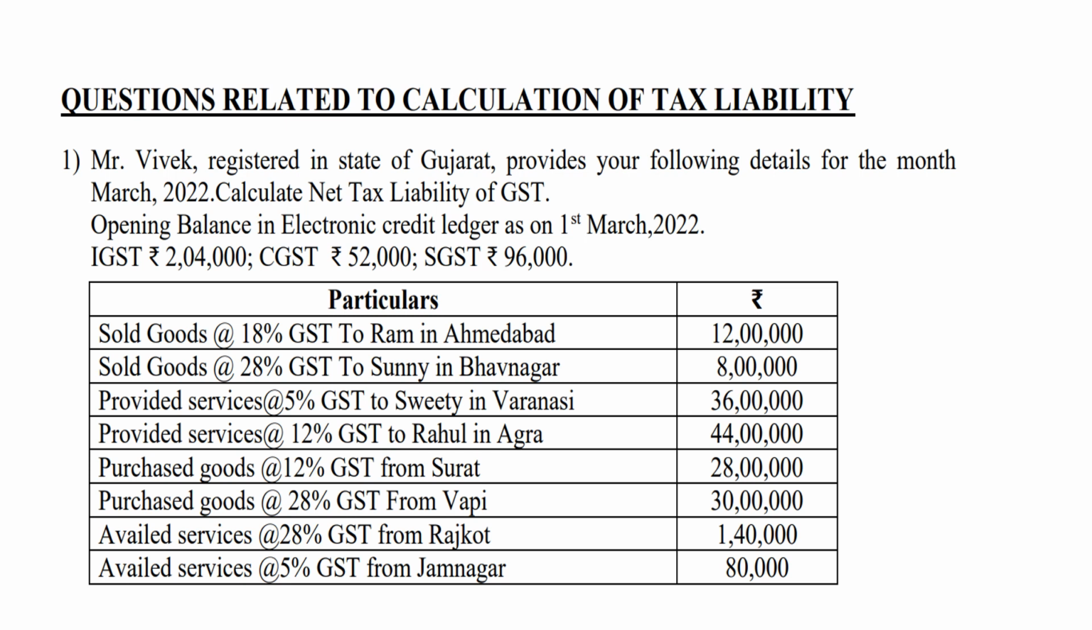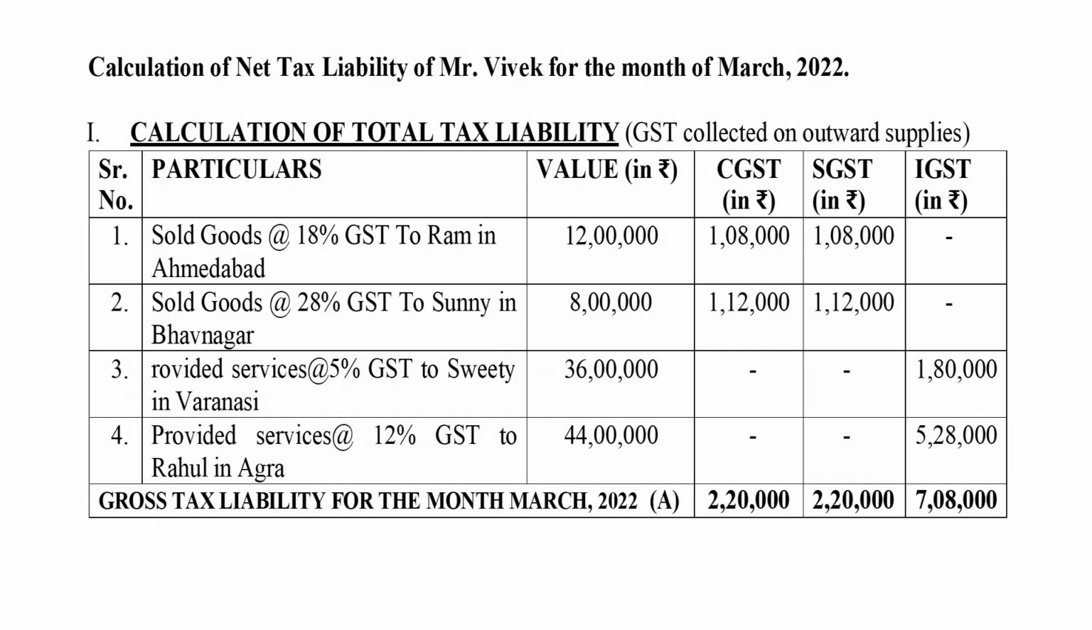In that, some are outward supplies and some are input supplies. Sold gold at 18% GST to Ram in Ahmedabad is an outward supply. Then sold gold at 28% GST to Sunny in Bhavnagar is also an outward supply. Some of them are purchased goods. We will see in the solution which are the outward supplies and which are the input credits. Okay, so let's see the solution for the problem.